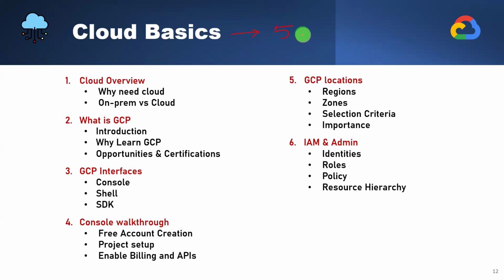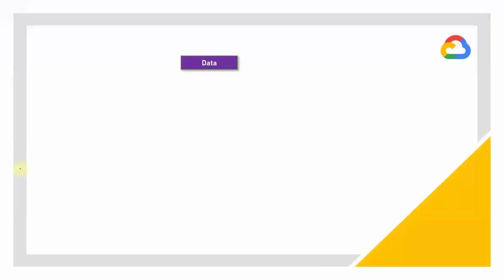These 5 modules that we are going to cover. As a part of these cloud basics, we are going to cover these 5 modules: cloud overview, GCP interfaces, console walkthrough, locations, IAM and admin. So these are the 5 modules as a part of the cloud basics. I'm just assuming that these two are one single module only. Okay. Yes. So these 5 modules that we are going to cover as a part of the cloud basics. Once the cloud basics are completed, we will be entering into the data engineering services.